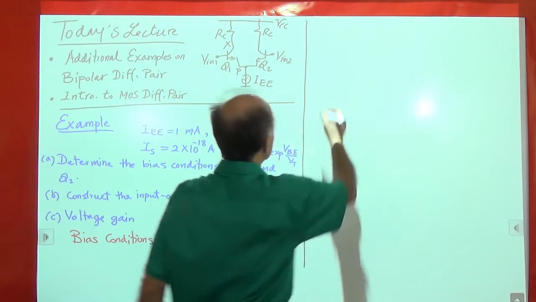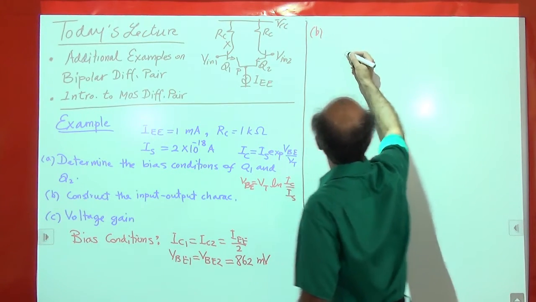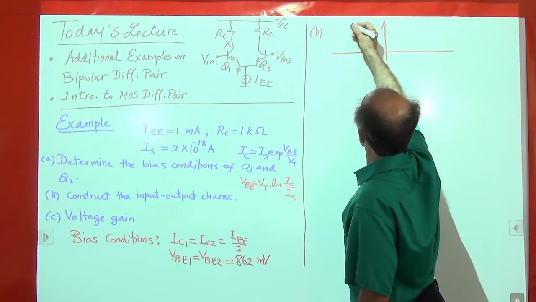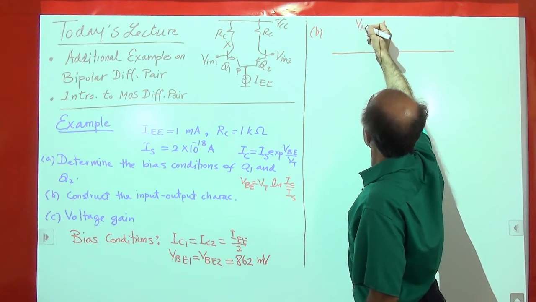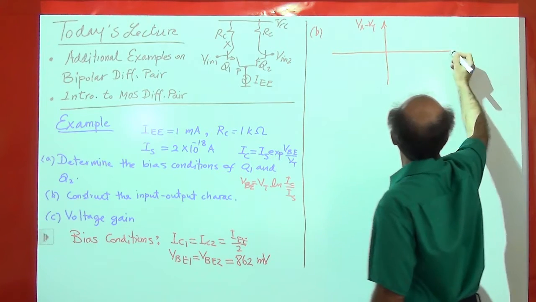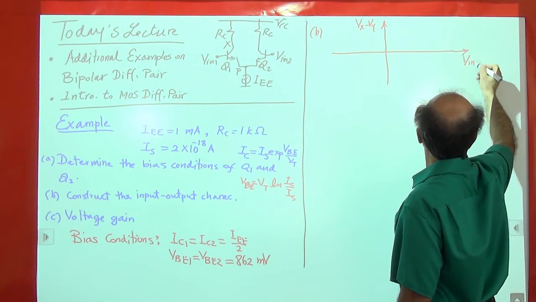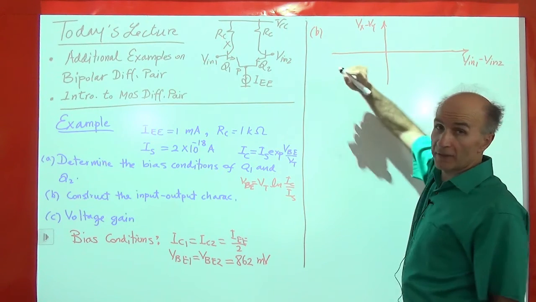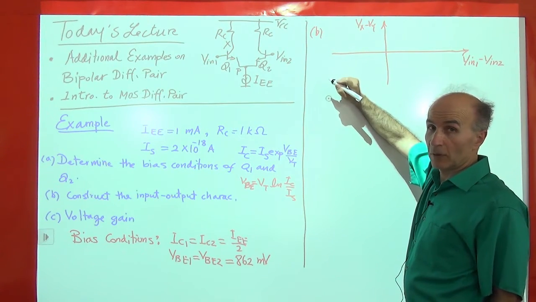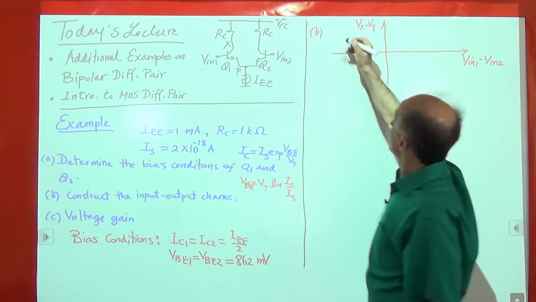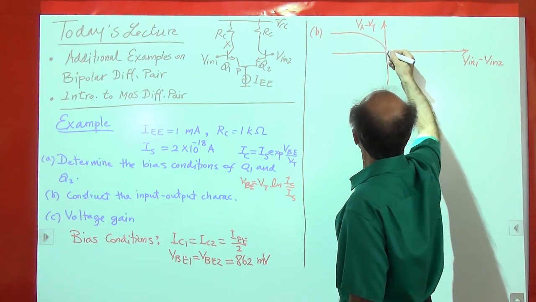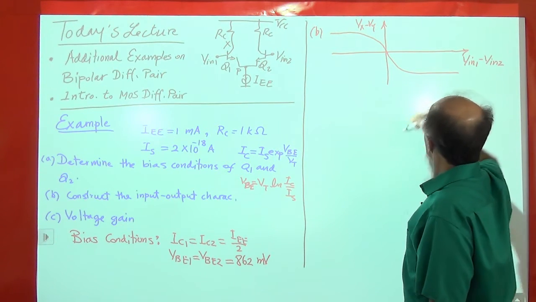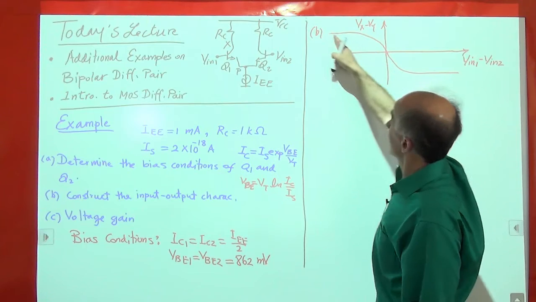So, for B, we know that the input-output characteristic looks like this. So if I'm plotting Vx minus Vy as a function of V in 1 minus V in 2, this is the large signal characteristic that we derived before, that hyperbolic tangent. So it looks like this, right? It goes like this and goes like that. Okay, how much is this value or that value?